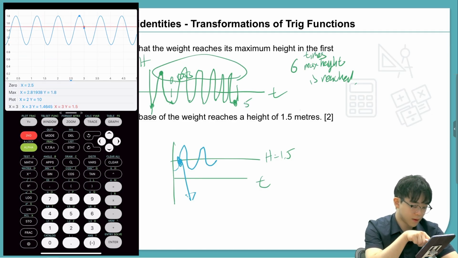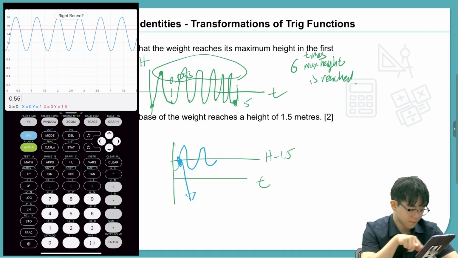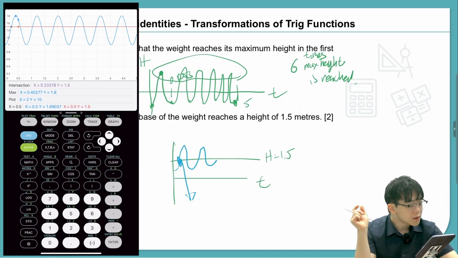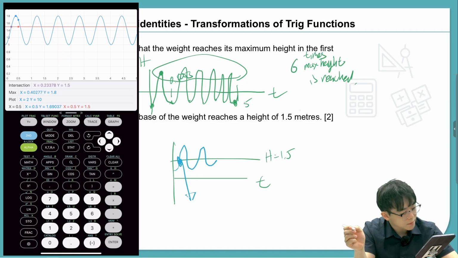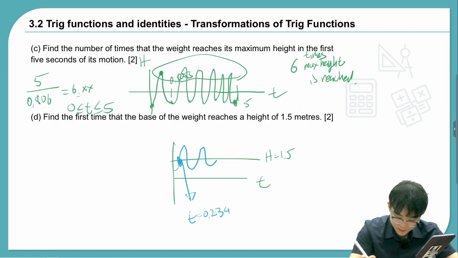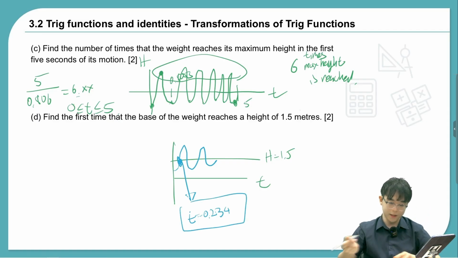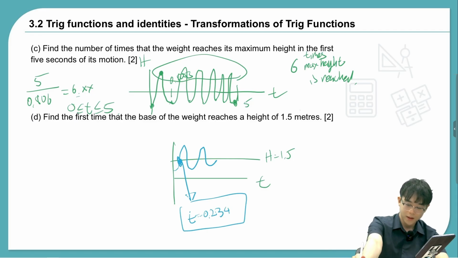Right. And then we want to look for the intersection. So it goes from 0 to 0.5. So we see that our intersection happens at t equals 0.23378, or 0.234. Okay, so when t is 0.234 seconds, the height is 1.5 meters, and that's the first case where the base is reached.